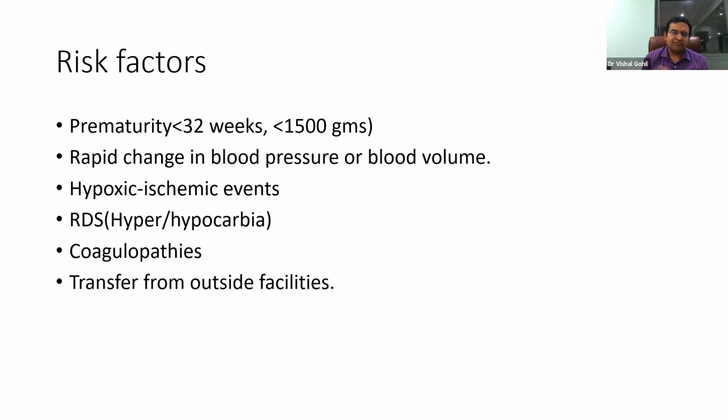There are a few points which should be remembered, like what the risk factors are. Babies less than 32 weeks and less than 1.5 kg are more prone to IVH. Rapid changes of blood pressure or blood volume or any ischemic event lead to the bleed. RDS itself is not going to cause IVH, but because of improper ventilation, a baby might have hyper- or hypocarbia. This leads to the bleed. Coagulopathy because of sepsis or any other reason. Transfer from the periphery, like a 600 gram baby, needs gentle handling. These are all risk factors for the IVH.